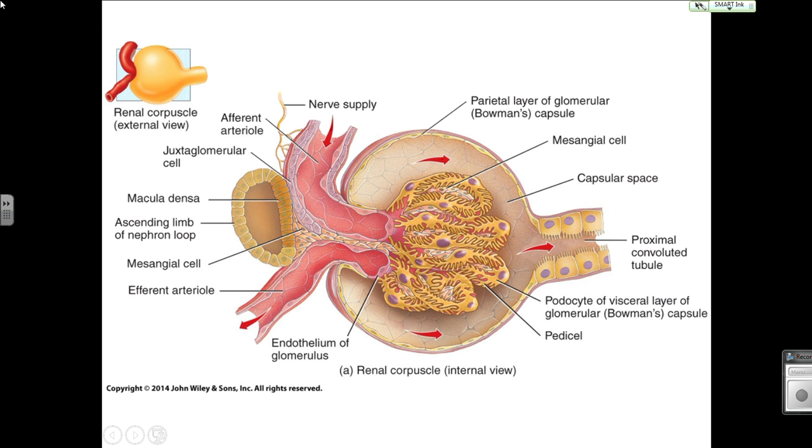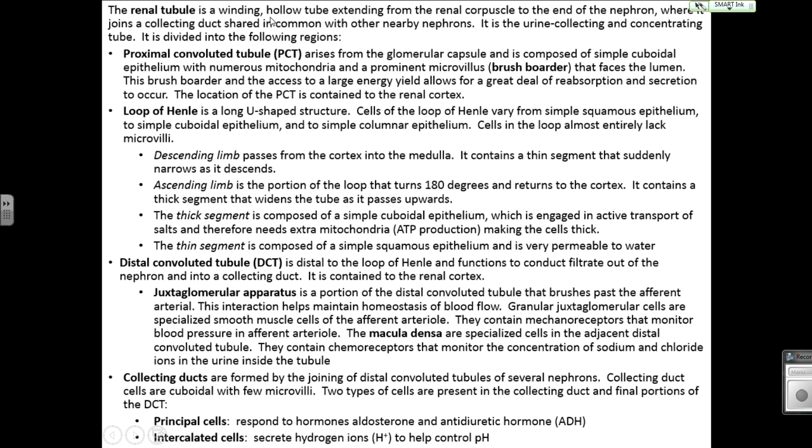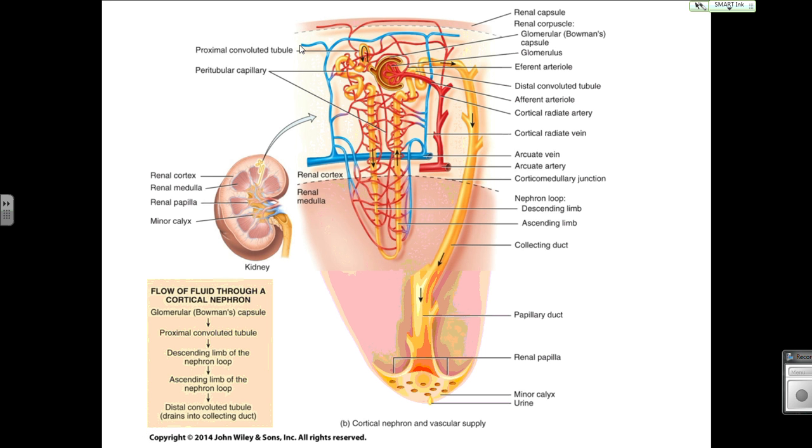Okay. Then we run it through this long tube, okay, which I'm going to come over here to talk about. We've got three major sections to this renal tubule. We have what's called the proximal convoluted tubule, a loop of Henle, which is also known as a nephron loop.